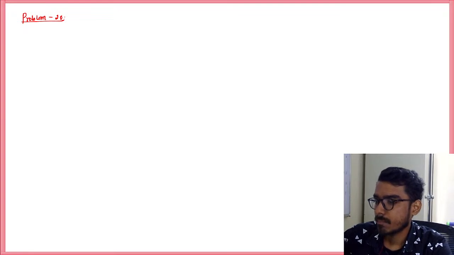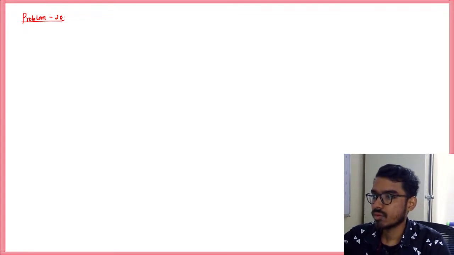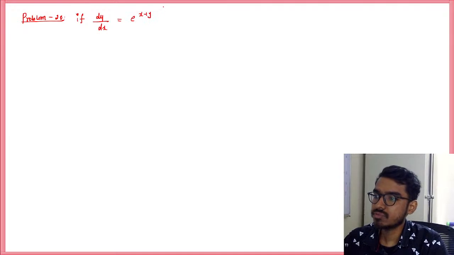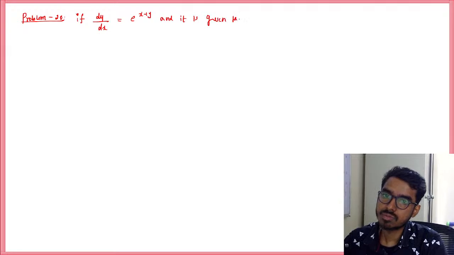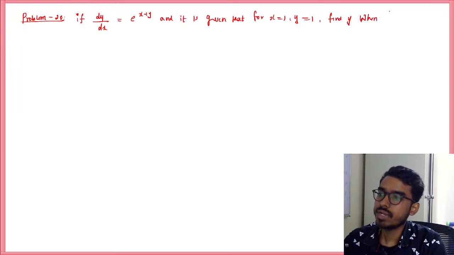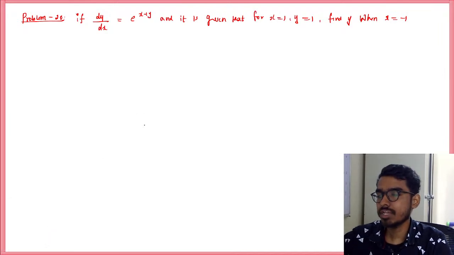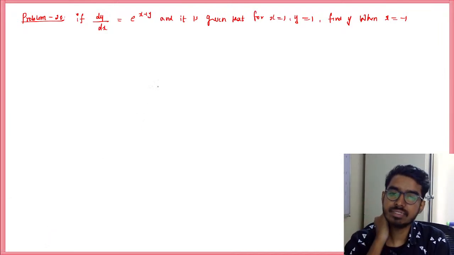If dy by dx is equal to e power x plus y, and it is given that for x is equal to 1, y is 1. Find y when x is minus 1. Right? So they have given some initial condition just to find you the value of the arbitrary constant.